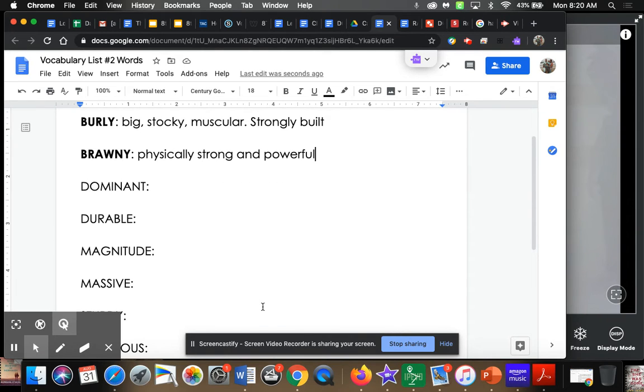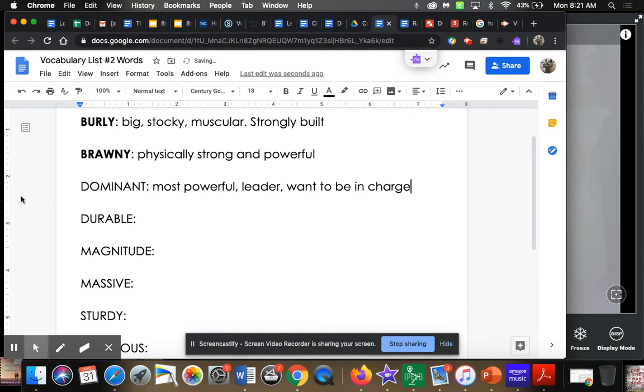The very next word is dominant, and it says in the text, he also had a dominant personality and liked to be in charge. So if somebody is dominant, what does that mean? Drew? They want to lead. They want to be on top. Yep. So most powerful, leader, number one in charge, or want to be in charge. We'll say.